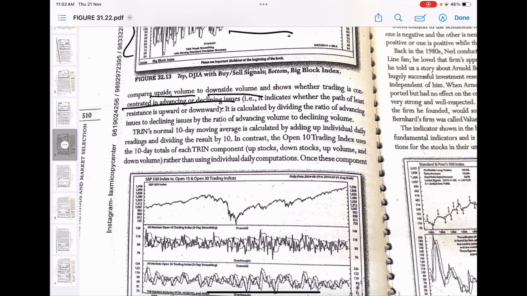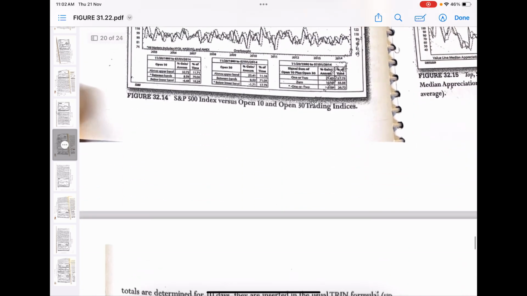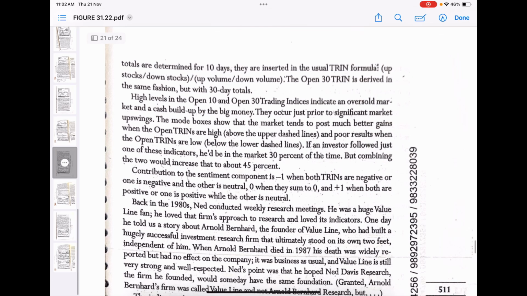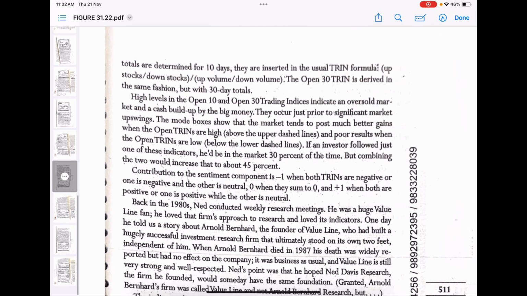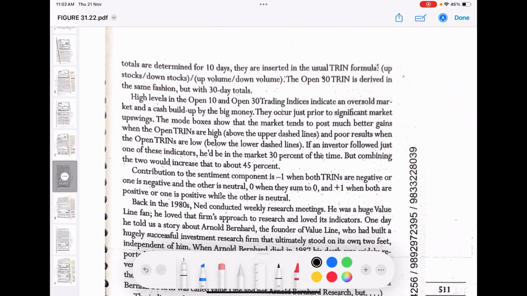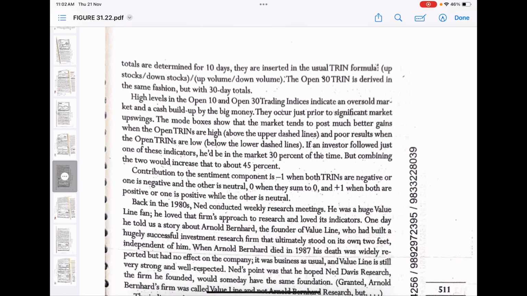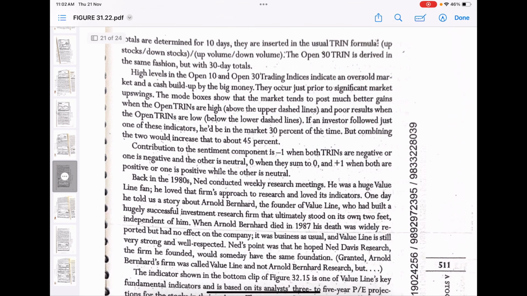result by 10. In contrast, the Open 10 Trading Index uses the 10-day totals of each TRIN component, up stocks, down stocks, up volume and down volume, rather than using individual daily computations. Once these totals are determined for 10 days, they are inserted in the usual TRIN formula. So that is the TRIN formula which we anyway did.